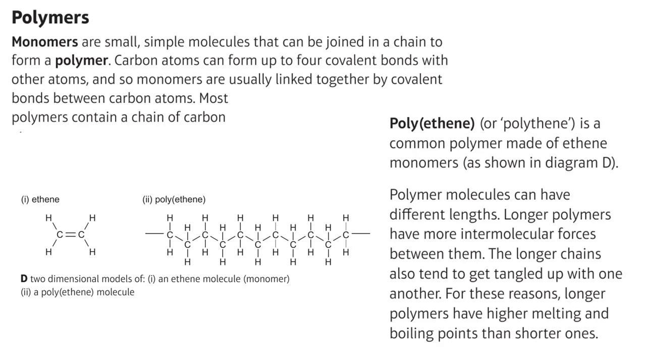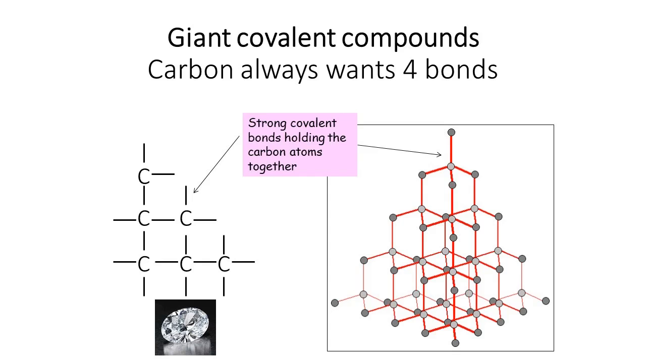So, for example, a polythene bag that you might get from the supermarket or plastic drinks bottles are all made out of polymers that are made up by joining together many, many monomers. So let's have a look at some giant covalent compounds. So one interesting example of a giant covalent compound is diamond.